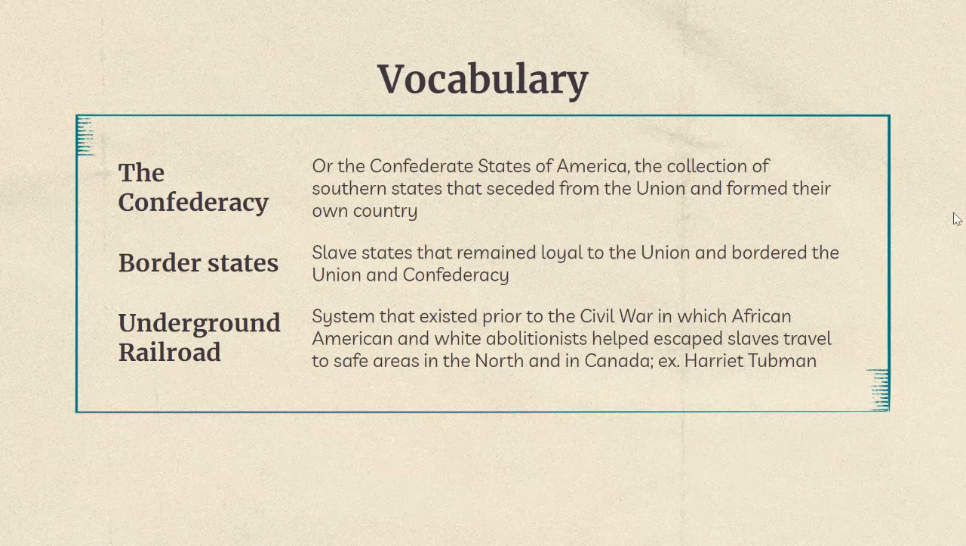The Underground Railroad is a system used by abolitionists to free escaped slaves, or to route escaped slaves to areas of hopefully safety. Harriet Tubman is probably the most recognized figure of the Underground Railroad. One, an escaped slave, and then two, someone who helped many slaves escape.